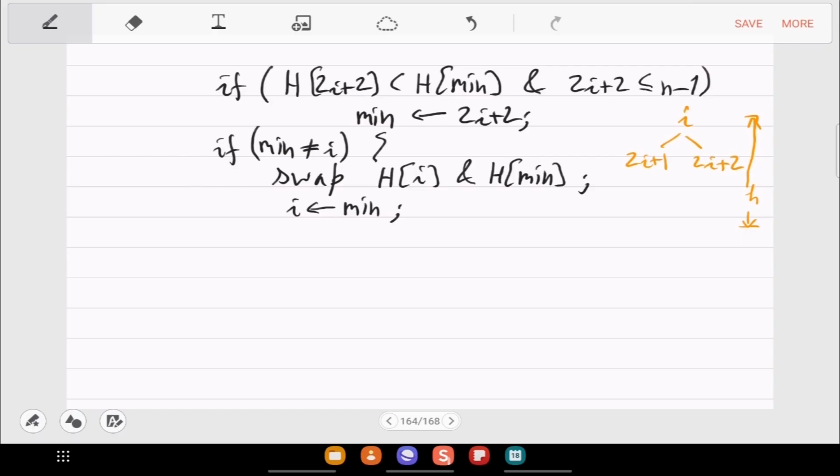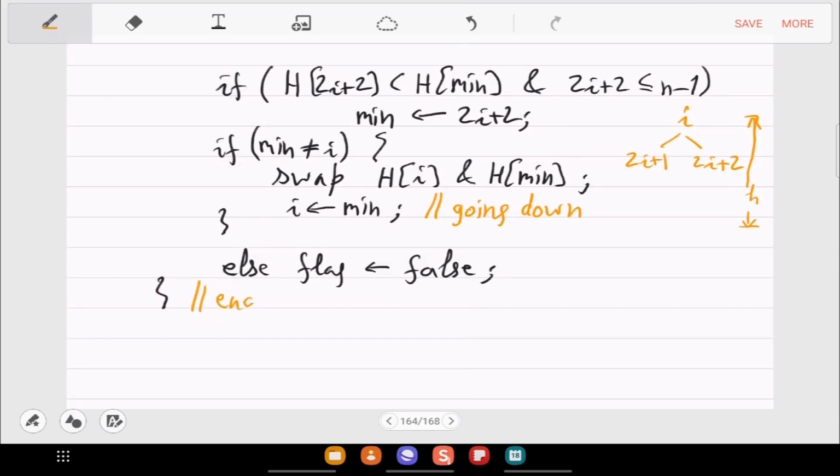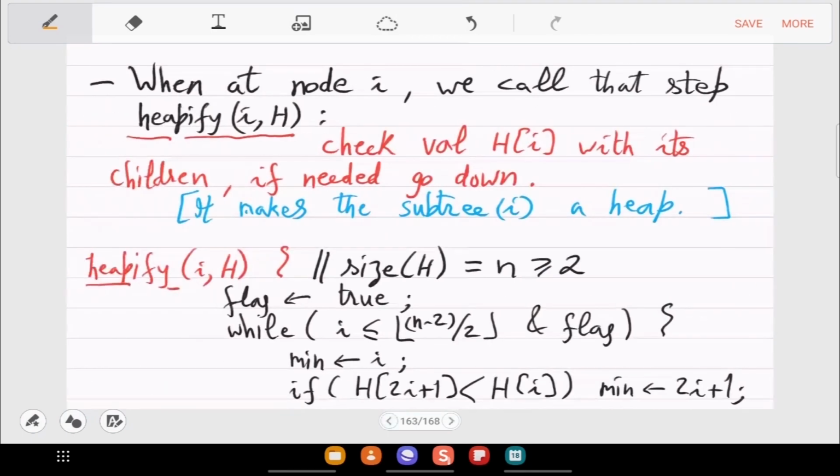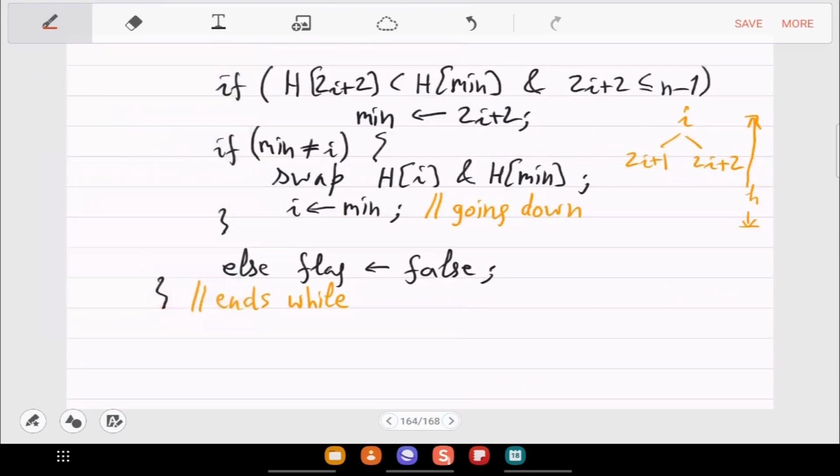And when you swap, then you have to move down. So you initialize I to that location. So this is where you are going down. Else flag is false. Okay, and that ends the while. And what else was there? There was the function that now ends.